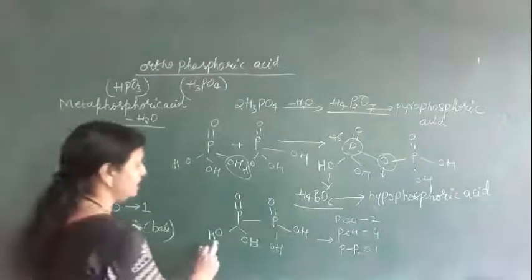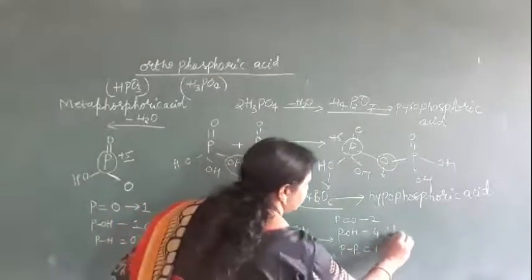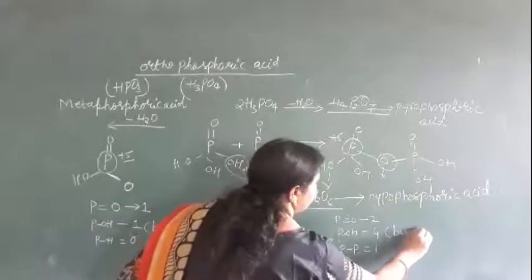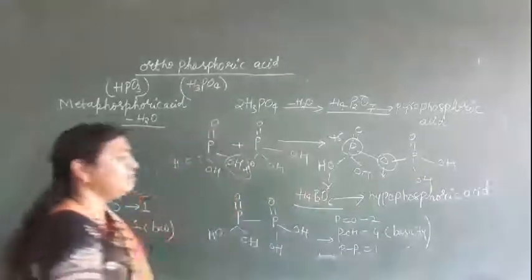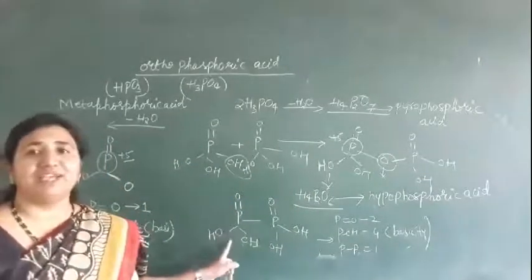What is the basicity here? Basicity is 4 only. This is basicity: how many POH are there? That is our basicity. Okay, basicity is 4 here. So this is what is called hypophosphoric acid.